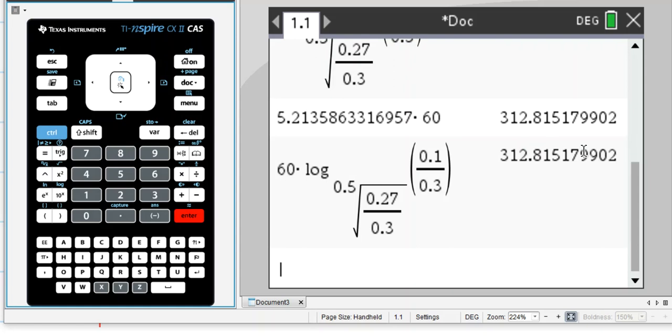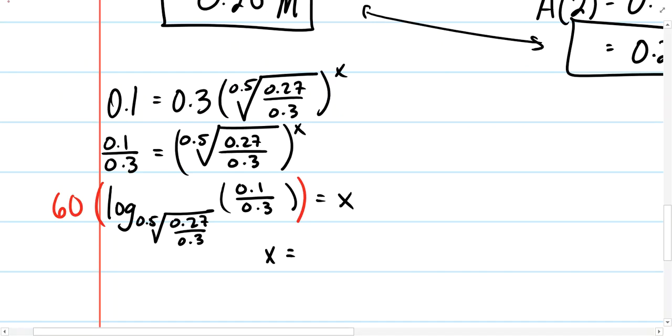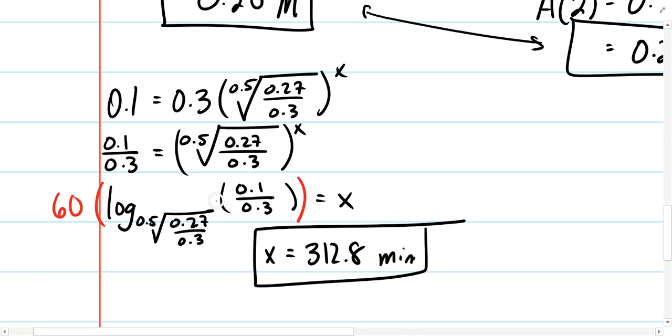So 312.8, and I believe our site said to round to the nearest tenth, so I do like 312.8. And now we're talking about minutes since we've multiplied the number of hours times 60.